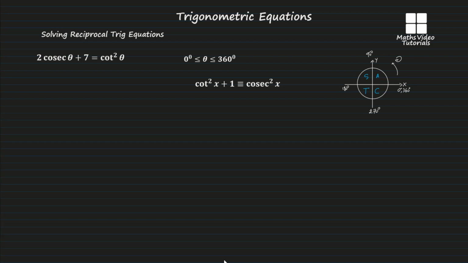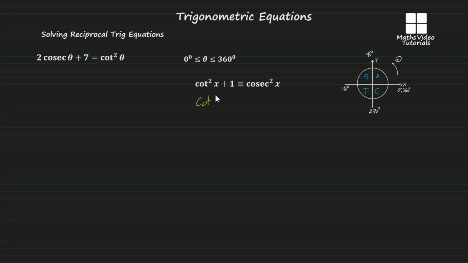In this tutorial I will show you how to answer this equation. We cannot solve the equation in its current form because we have a cosec theta and a cot theta in the same equation. So we need to use the identity to convert the equation into cosec theta. So we need to, in the identity, make cot theta the subject.